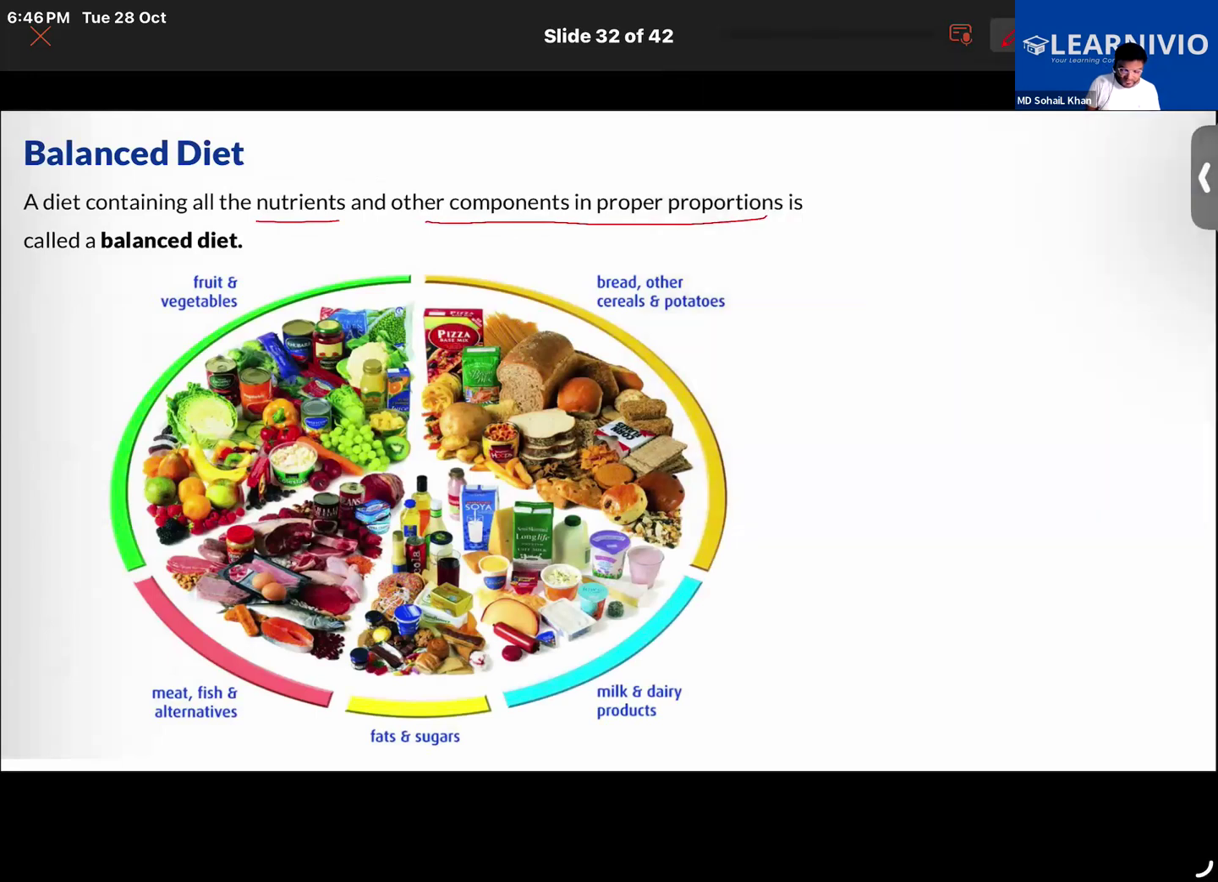Proper proportion means in the required quantity. The presence of the different components in the diet has to be in proper proportion. Like we should be consuming around 30 to 60% of carbohydrate. How much carbohydrate should be there in our diet? It should be 30 to 60%.